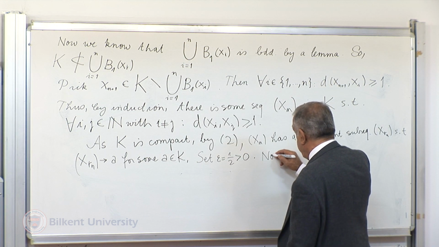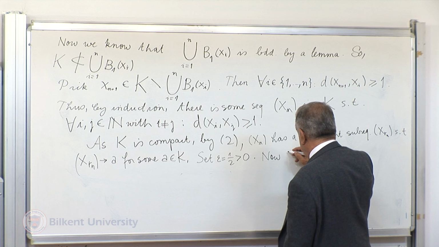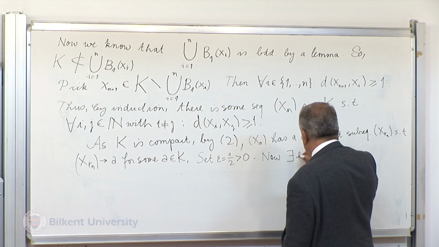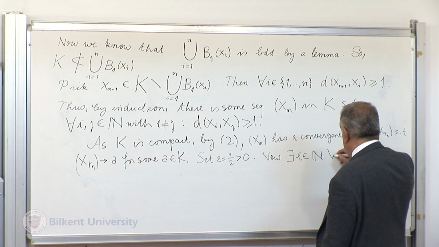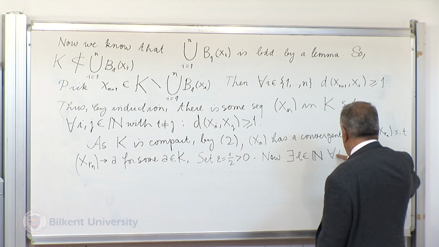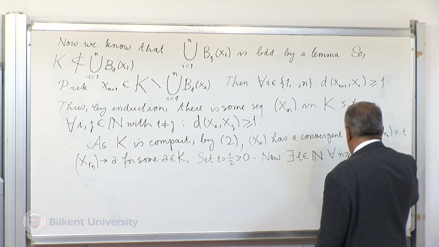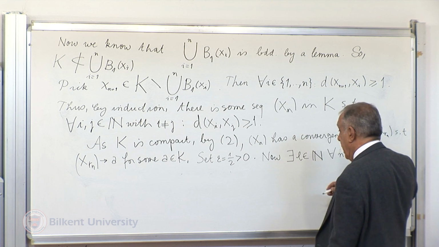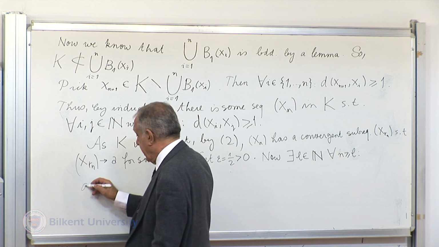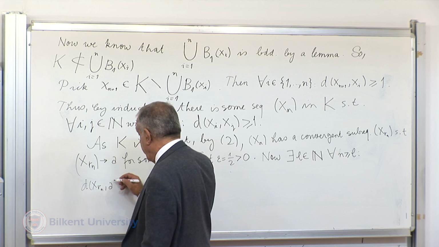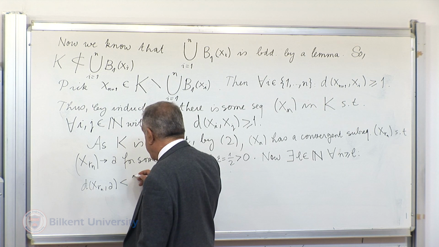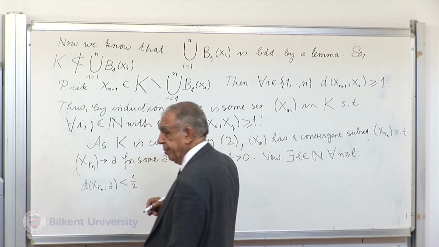Now, there is, say, some L in N such that for all n larger than or equal to L, we have the distance of x sub r sub n from A less than epsilon, which is 1/2.